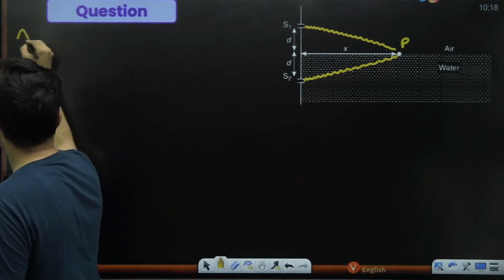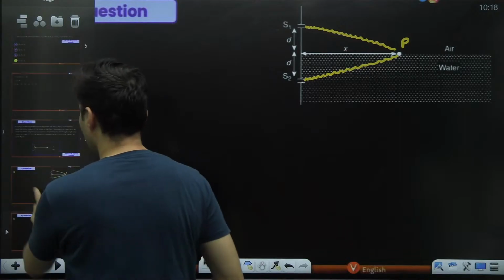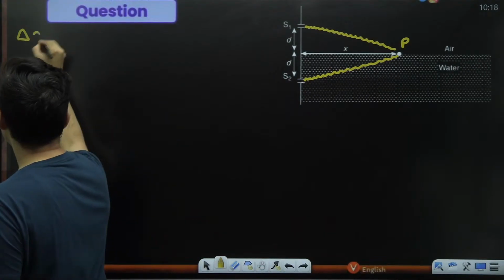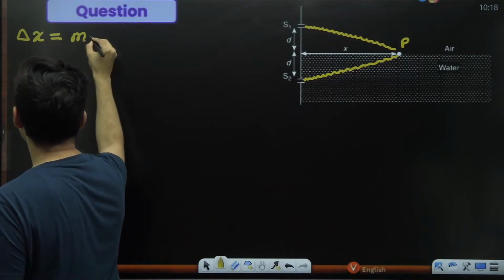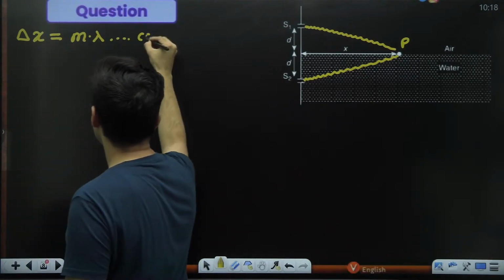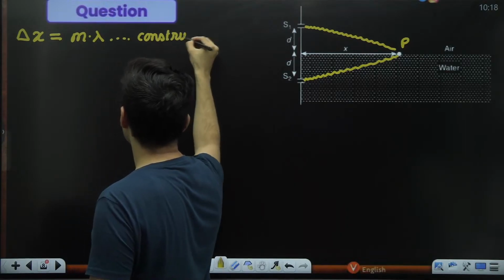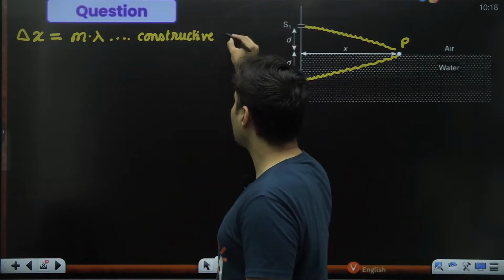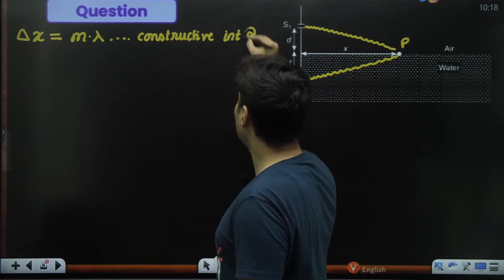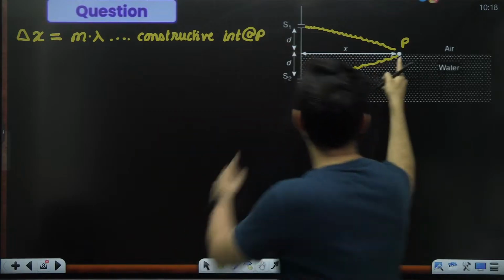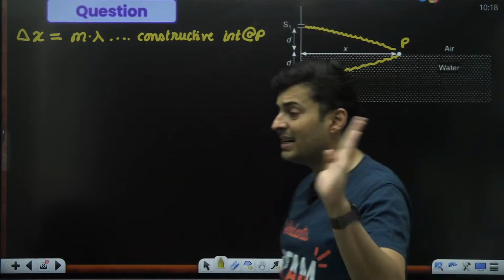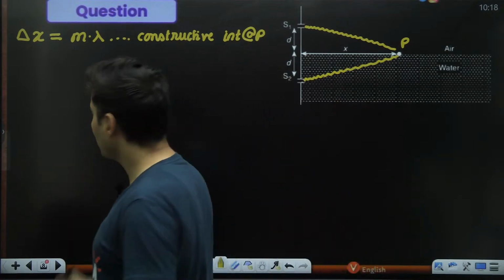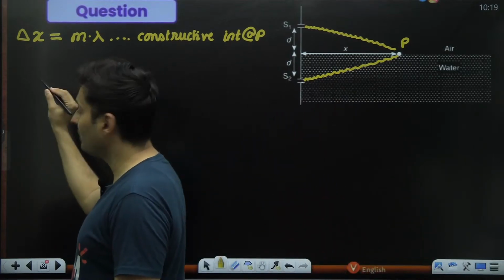So if our path difference is some integer times lambda, then there is constructive interference at that location P. Now, what is this delta x, the path difference? Because the mediums are different, the optical paths are different. Yes, so think about it. The optical path lengths are different.